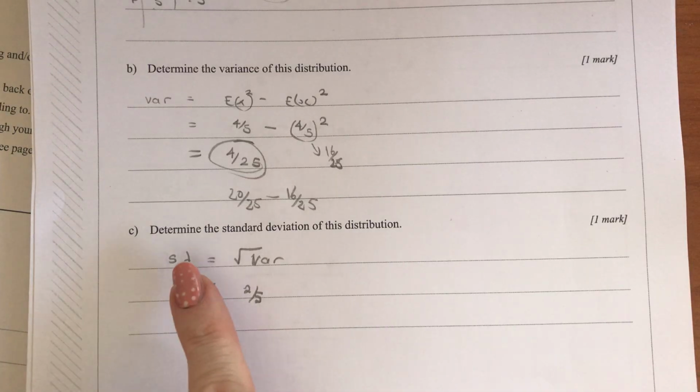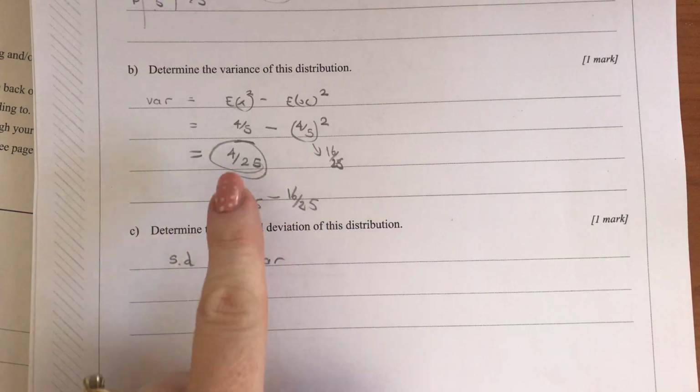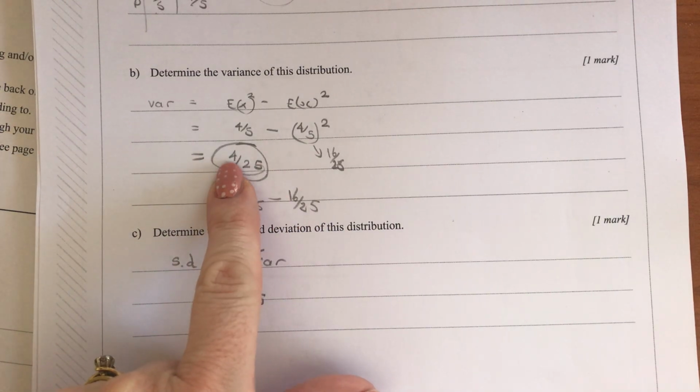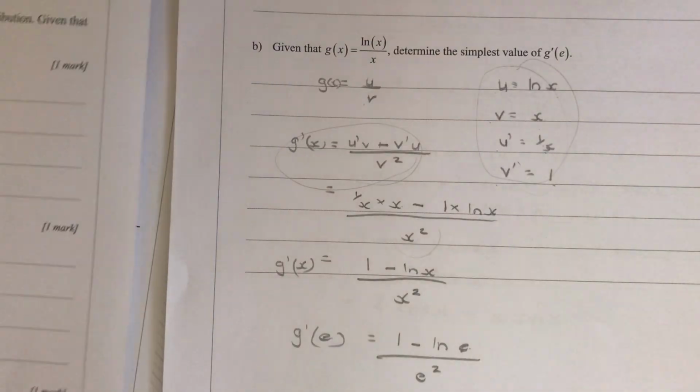Then when we do our standard deviation, it's just the square root of the variance. So we've got to do the square root of our 4 on 25. So the square root of 4 is 2, and the square root of 25 is 5.